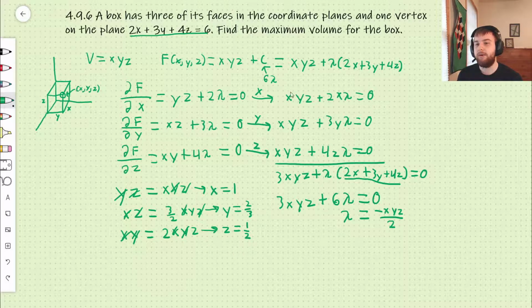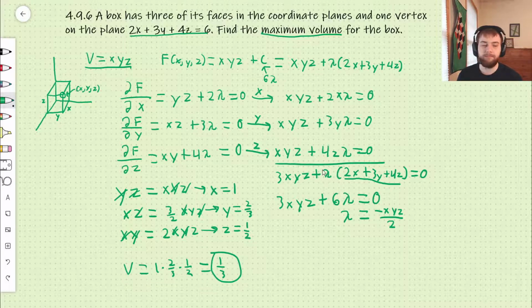And then the actual question asks us to find the maximum volume, so we substitute that back into our equation up there. V is equal to 1 times 2/3 times 1/2 equals 1/3. And that is our answer. Now if you were a little confused about how this works geometrically, I can show you a little better drawing than the one here.